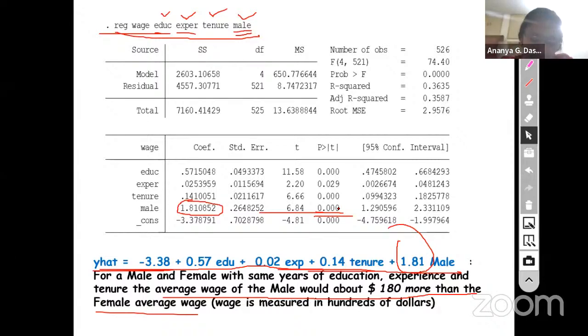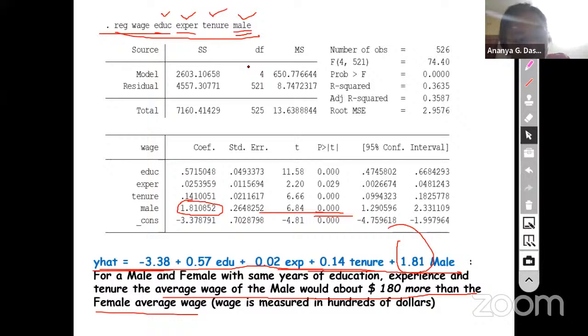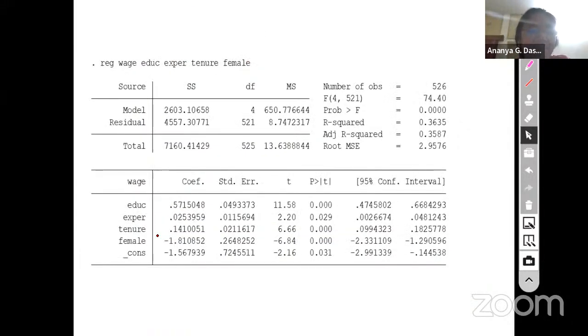Now, I've done two very small exercises. One is, instead of a male dummy, I've taken a female dummy. Can you quickly tell me, same model, if I substitute male with female, what should I see? Male is 1.8. What should the female coefficient be? It should be minus 1.8. Yes, that's exactly what you see. If instead of male, I put in female, that's exactly what you see.